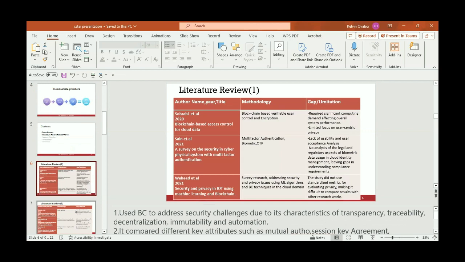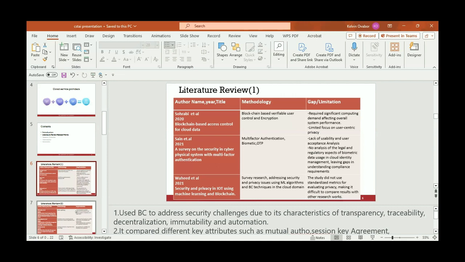Looking at the first author here, his methodologies were blockchain-based verifiable user control and encryption in ensuring security in a cloud-based system. What are the limitations? The one limitation is that it involves significant computing demand and there was limited focus on user-centric privacy.